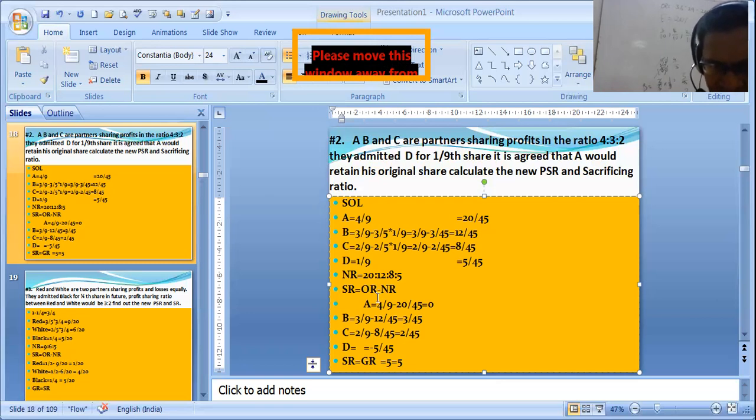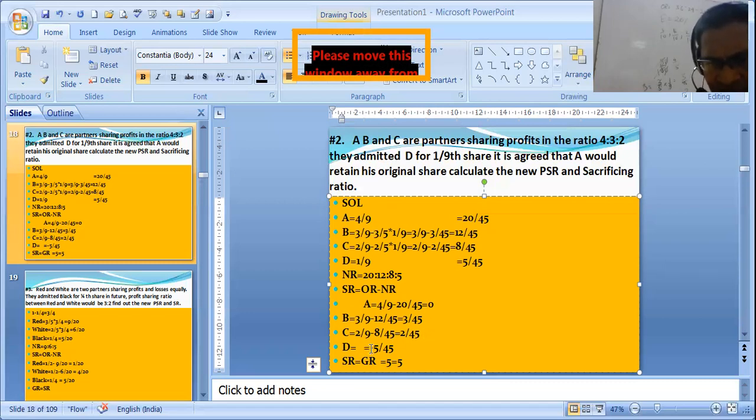Old ratio of A is 4 by 9. New ratio of his is still 4 by 9 or 20 by 45, as I have already found 20 by 45. Still 0 because he is not sacrificing anything. B was getting 3 by 9. His new ratio is 12 by 45. So we are seeing that he's sacrificing 3 by 45. 2 by 9, C was having, 8 by 45 is new ratio. So his sacrificing ratio is 2 by 45.